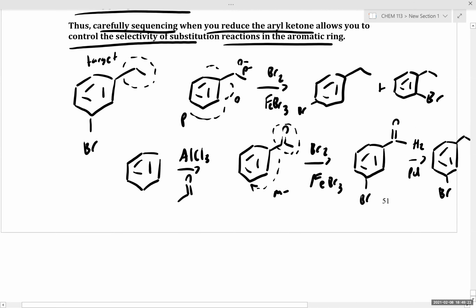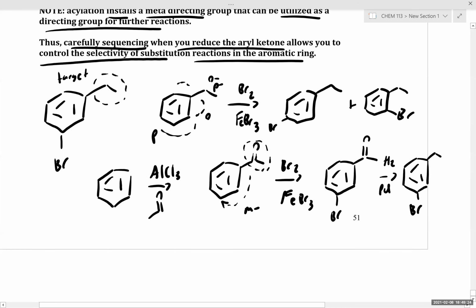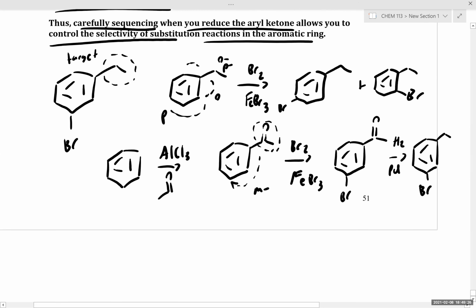Does this idea make sense? Any questions on this idea? So these reduction steps allow you to interconvert between 2 different functional groups. These functional groups have different directing capacities, and as such, by choosing what group you install and when you time the reduction step, you can get different selectivities.